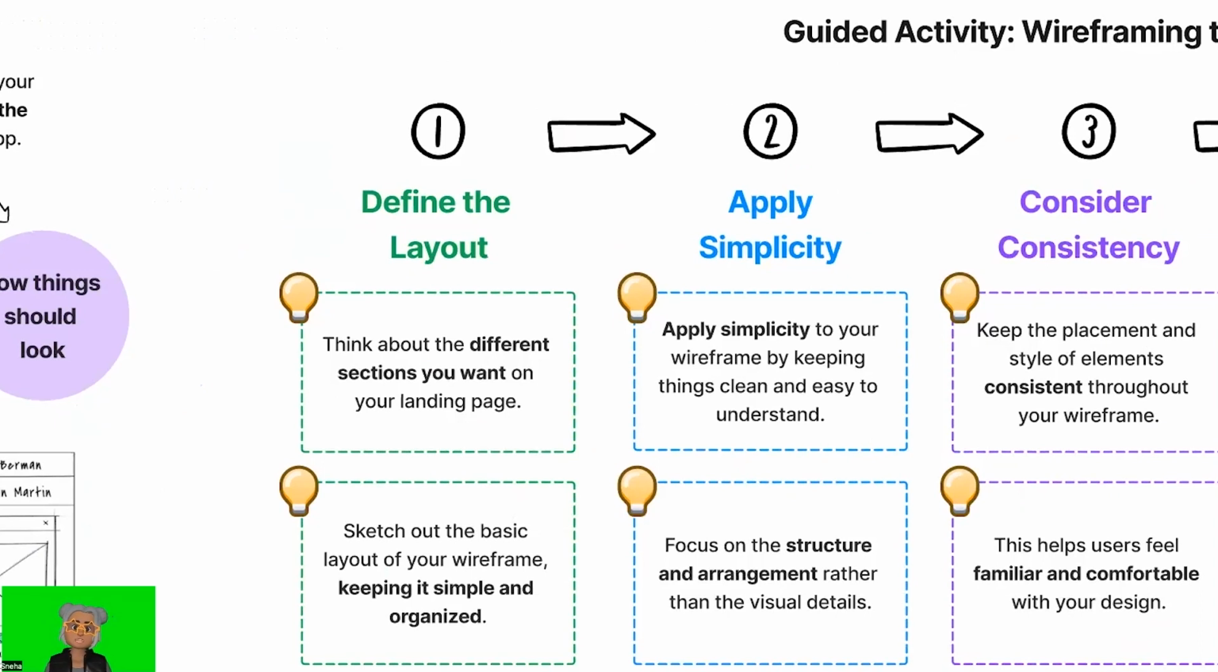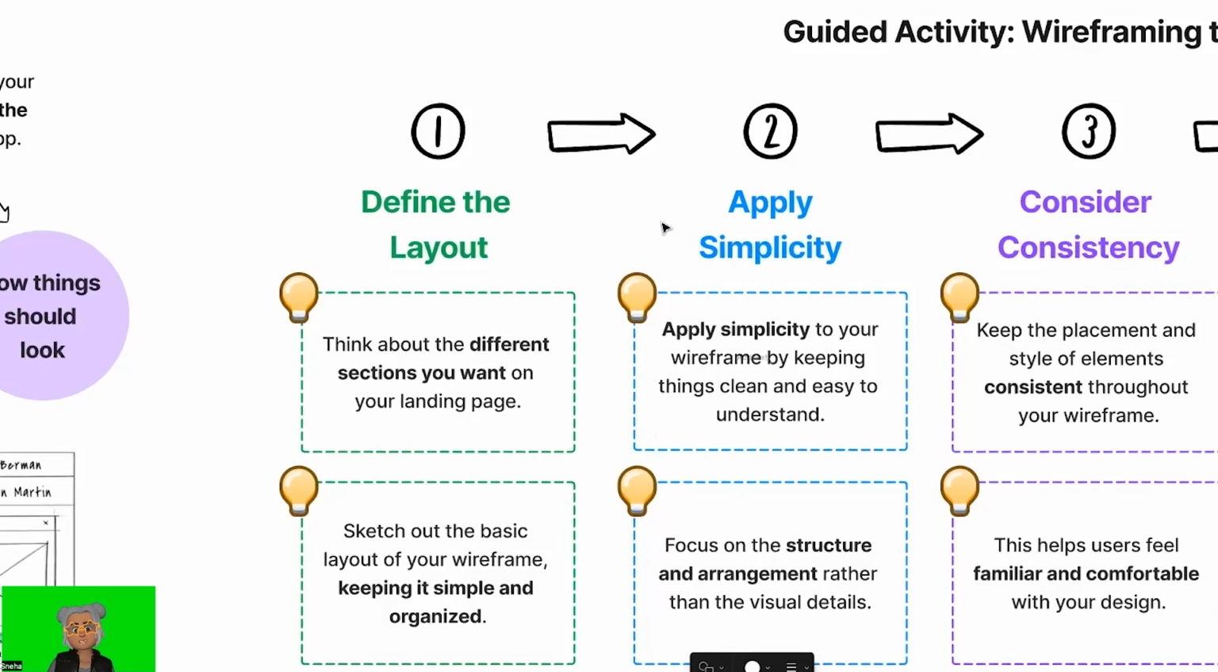Think about the different sections you want on your landing page. For example, you might have a header at the top, a hero section with a catchy title or image, some information about your product, and a call to action button. Sketch out the basic layout of your wireframe, keeping it simple and organized.